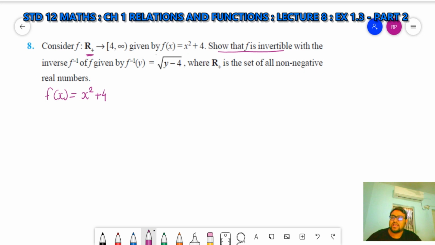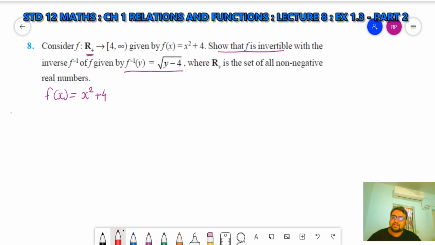With the inverse, f inverse is given by f inverse y is equal to root of y minus 4. Means you have to prove that it is an invertible function and f inverse y is equal to square root of y minus 4. Okay, so first let's start with 1-1.